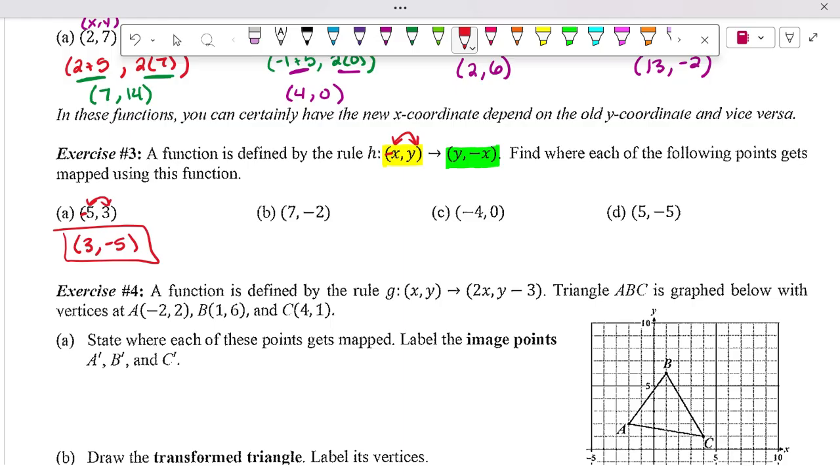Everyone following so far? All right, what about letter B? What do I do? Flip it and make 7 negative. So this will be -2, -7.